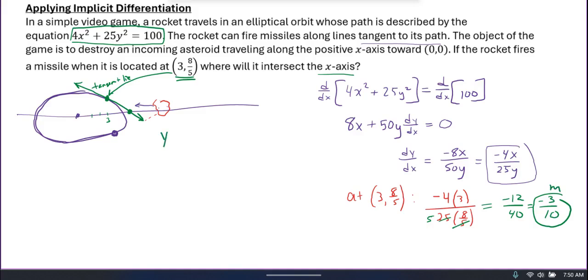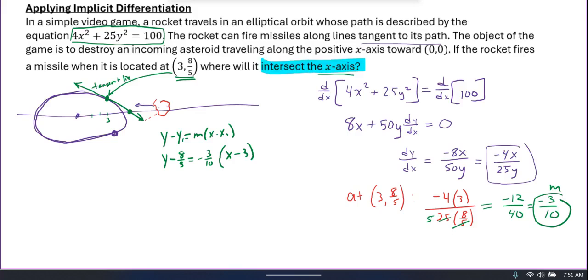Now I'm ready to write my equation. y minus y1 equals m times x minus x1. So let's write it: y minus the y value of 8/5 equals m, the slope, negative 3/10. That was the point of doing all this work over here. Times x minus 3. And we want to know where it will intersect the x-axis.